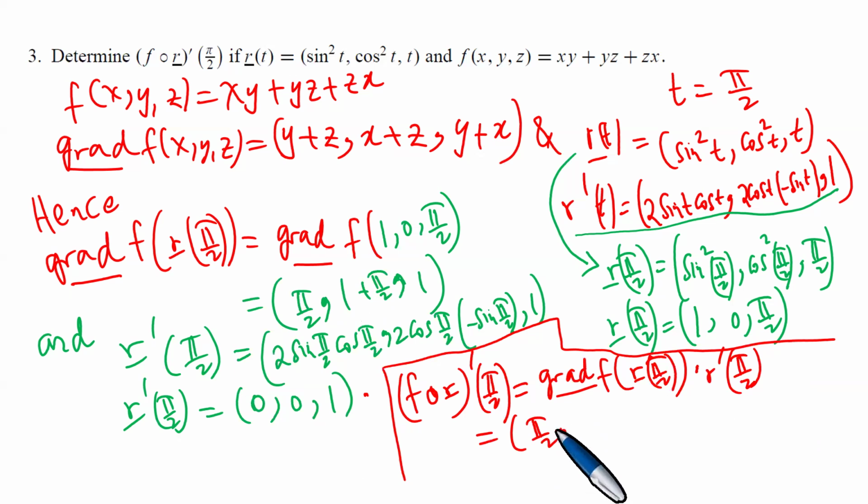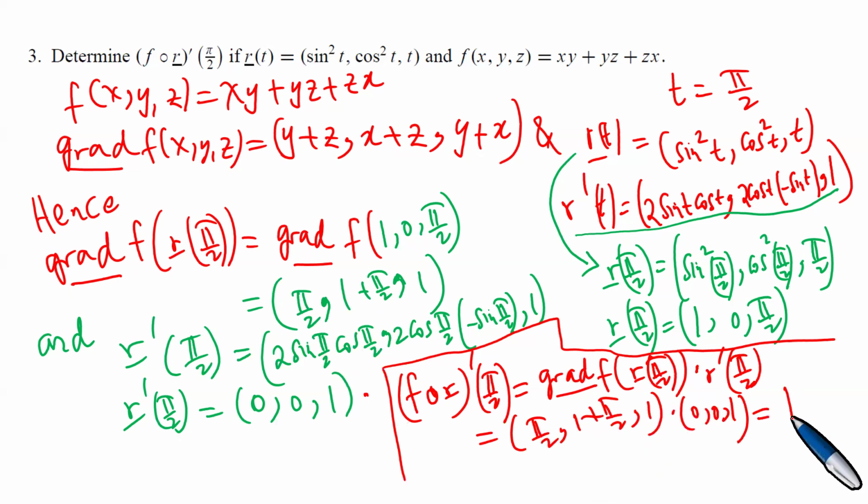Okay, I'm not seeing any typo. But remember, I'm just doing this question for the first time ever. I've taken it from the material. The first component of the gradient is pi over 2. Then the next one is 1 plus pi over 2 and 1, dot the r primed, 0, 0, 1. So if you dot this by 0, this by 0, it's just going to be 1. So the answer is 1.